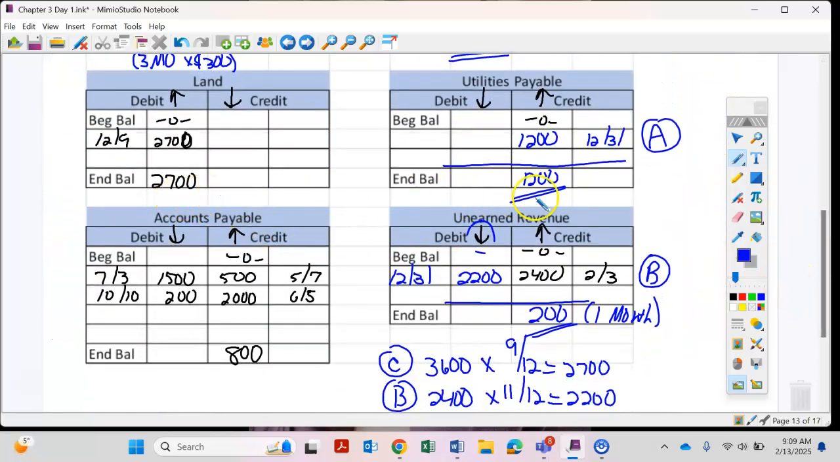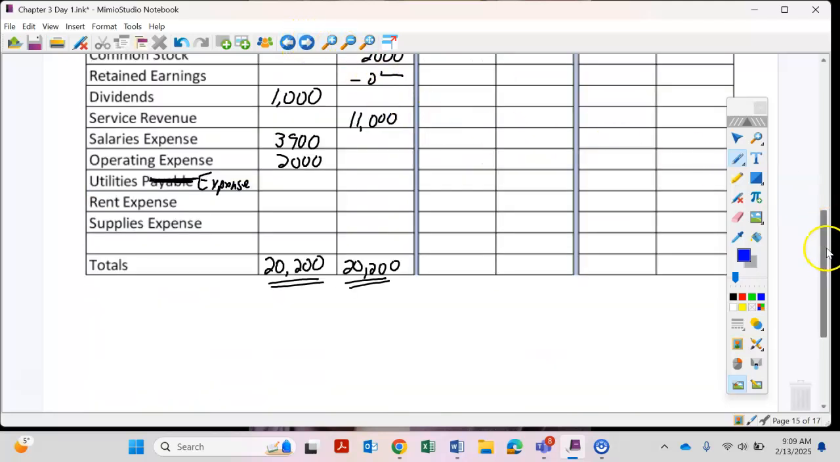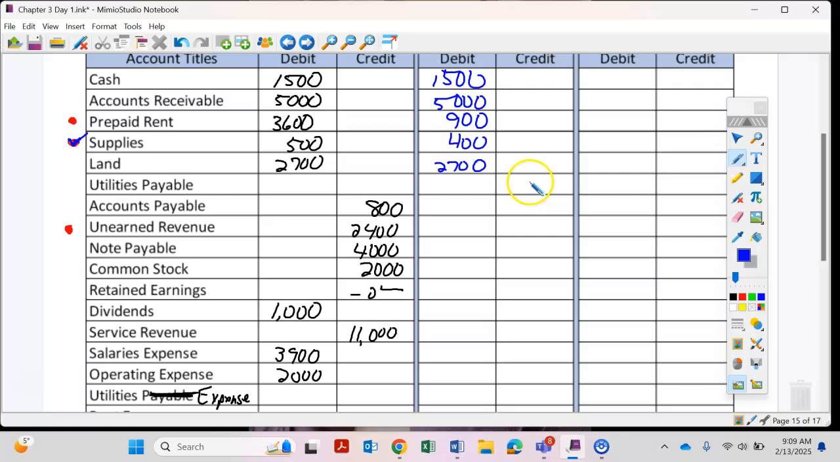All right, land stayed the same, and here's utilities payable, accounts payable, and unearned revenue. Those are all credits. Let's go put them in. So utilities payable has a credit balance of $1,200. Nothing happened to accounts payable, but unearned revenue now is only $200. I'm going to tell you nothing happened to notes payable or common stock. Those stayed at $2,000. So this is the before adjusting snapshot. Here's, click, after adjusting, what these look like. And retained earnings will be 0.